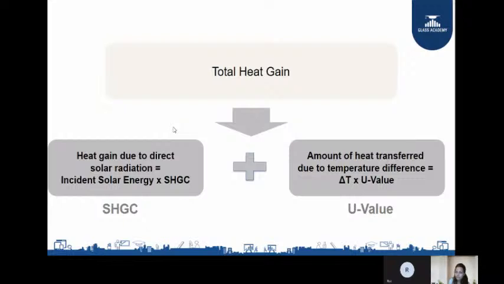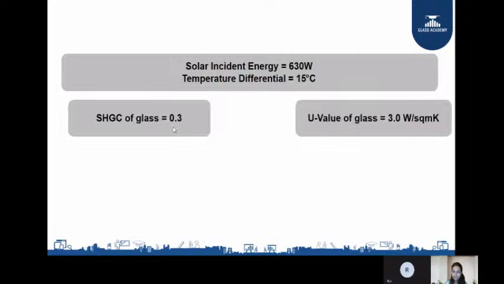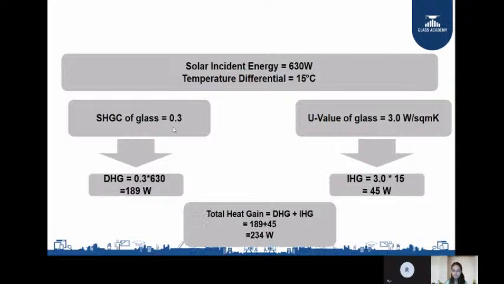Again, I will repeat. U value is total heat coming inside because of 1 degree temperature difference through 1 square meter of glass area. That is my U value. So say if I have 1 degree temperature outside and inside is 0 degree temperature. Because of this 1 degree temperature difference, whatever heat is transferring through 1 square meter of glass area, that is my U value.